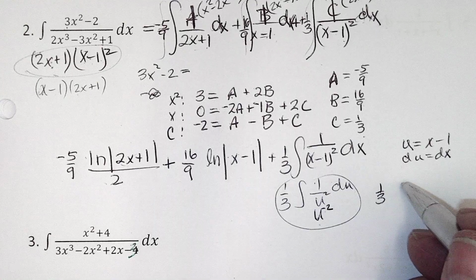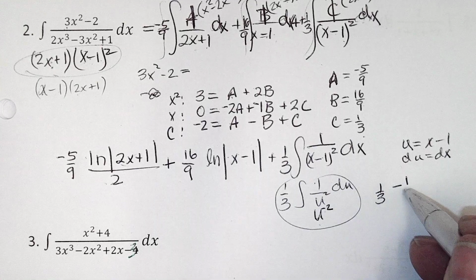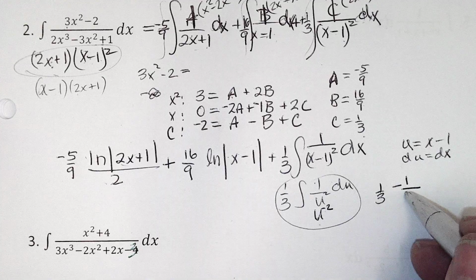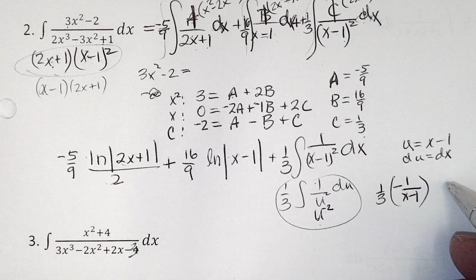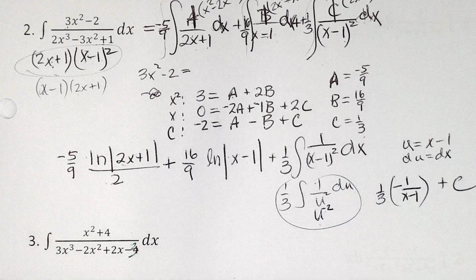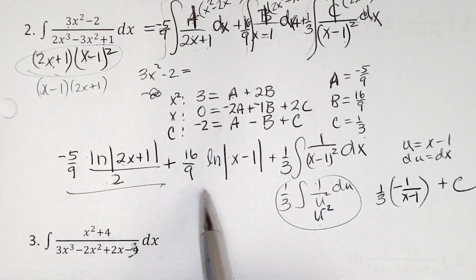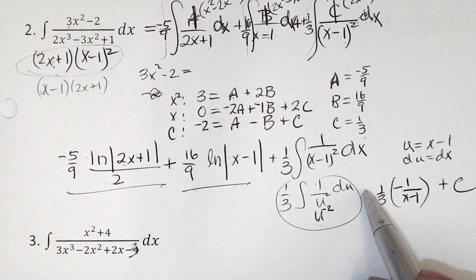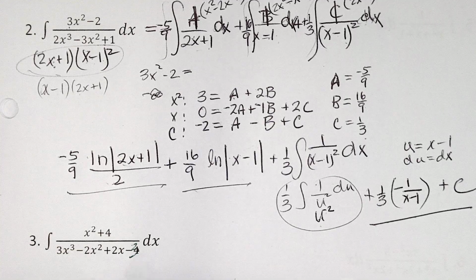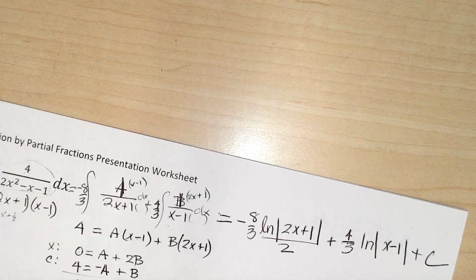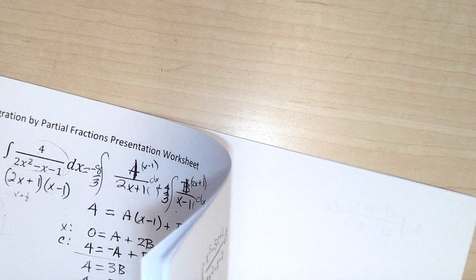Antiderivative of this is going to be -1 over u, which is x minus 1, plus c. So I have this plus that. This one I did in a separate video because it gets messy. Let's go to the back page.